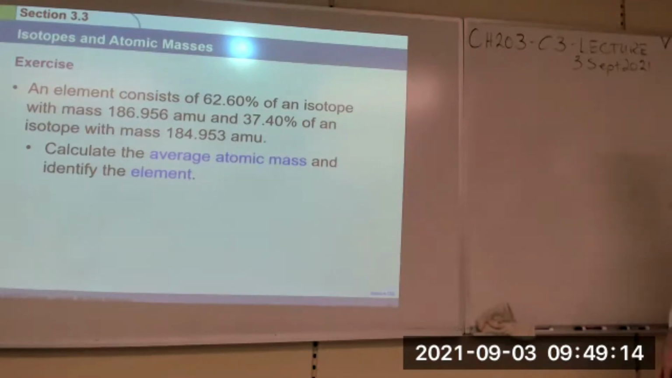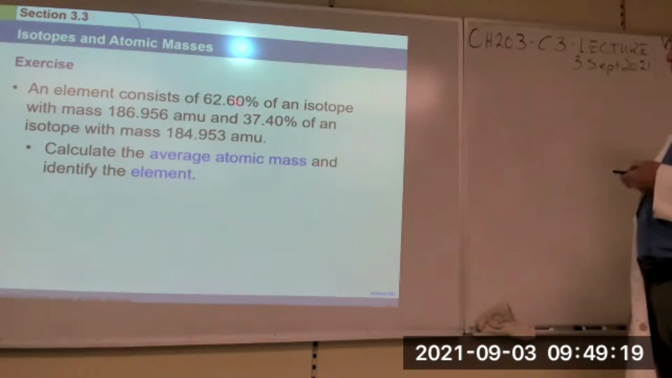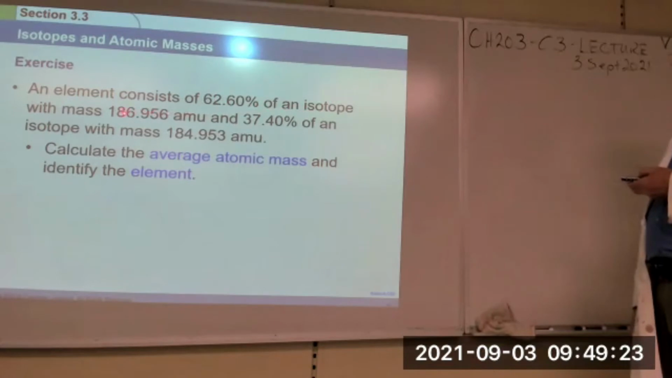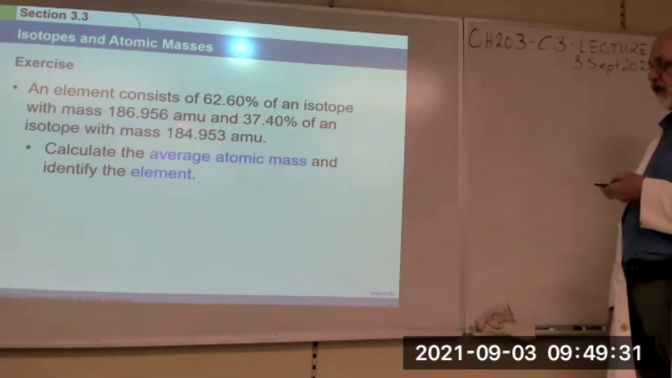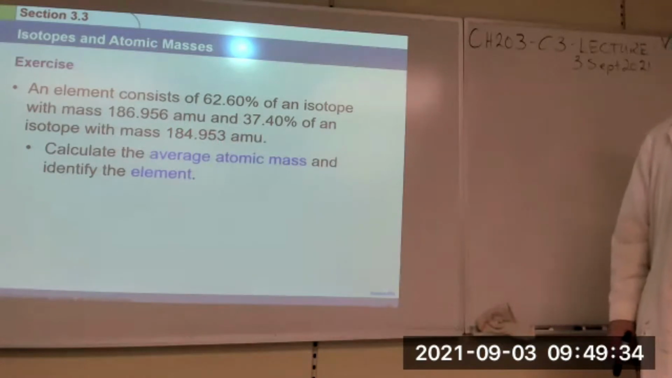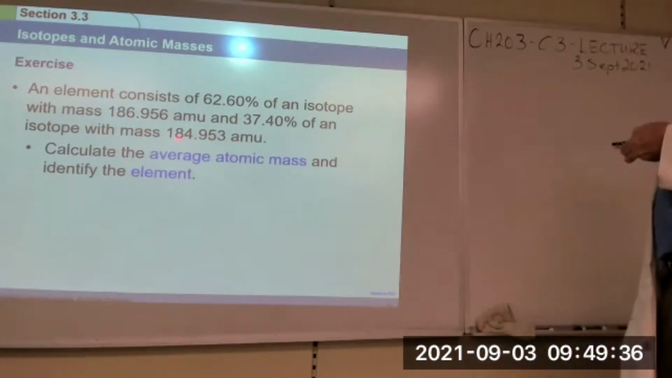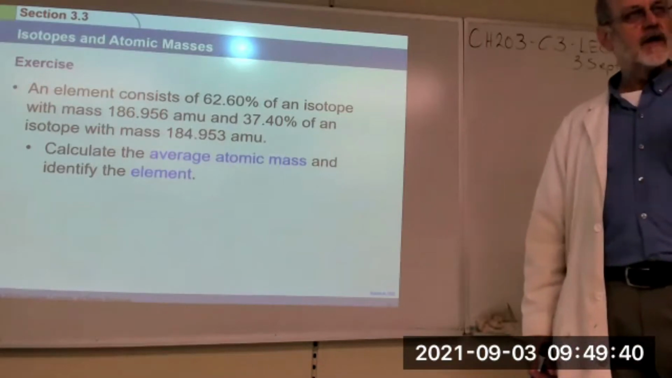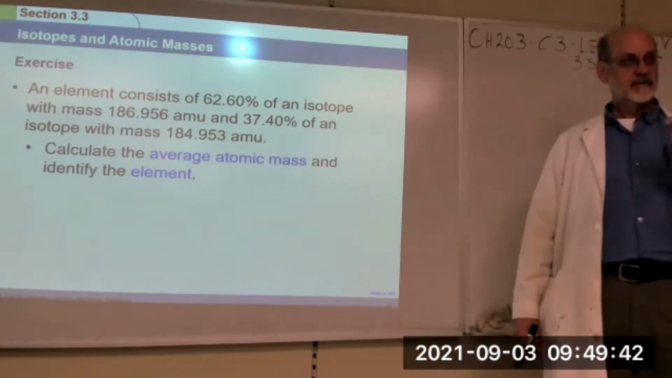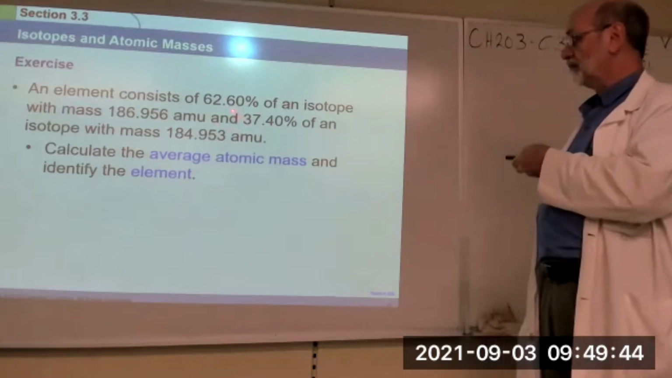Oh, this is a good one. Say we have an element that's identified and consists of 62.6% of an isotope that has a mass of 186.956 atomic mass units, and 37.4% of 184.953 atomic mass units. So they're actually using the atomic mass units that are referenced to that carbon standard. Right? Notice they're not whole numbers.